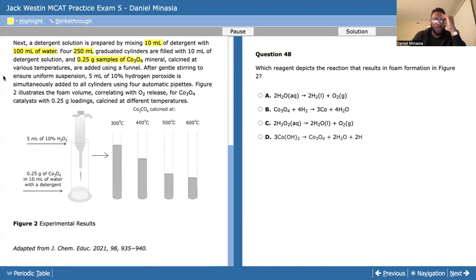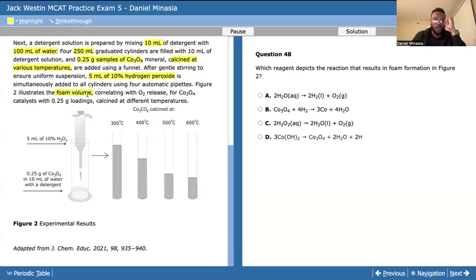Okay. After gentle stirring to ensure uniform suspension, 5 milliliters of 10% hydrogen peroxide is simultaneously added to all cylinders using 4 automatic pipettes. Okay. So calcined at various temperatures, added using a funnel after gentle stirring to ensure uniform suspension. 5 milliliters of 10% hydrogen peroxide is simultaneously added to all cylinders. Okay. Figure 2 illustrates the foam volume.